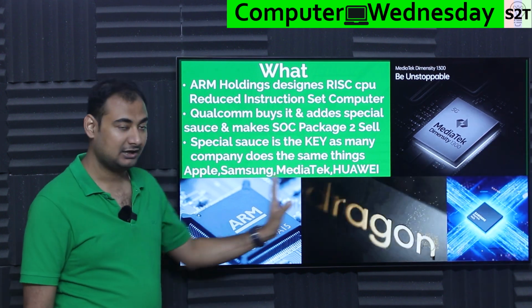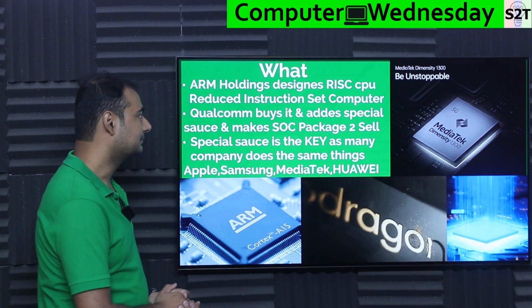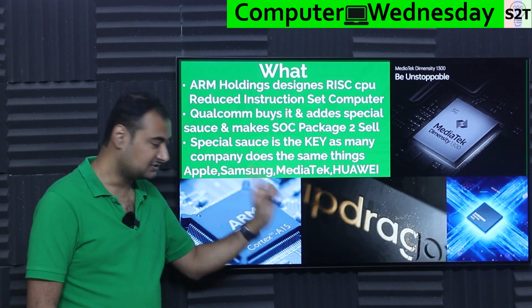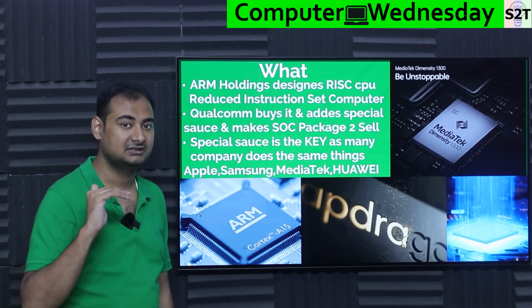So somewhere along the line, Snapdragon created even more special sauce. So this is what changed. ARM is the same, everybody else is the same. What special sauce Snapdragon did allowed their SoC to stand above the rest.